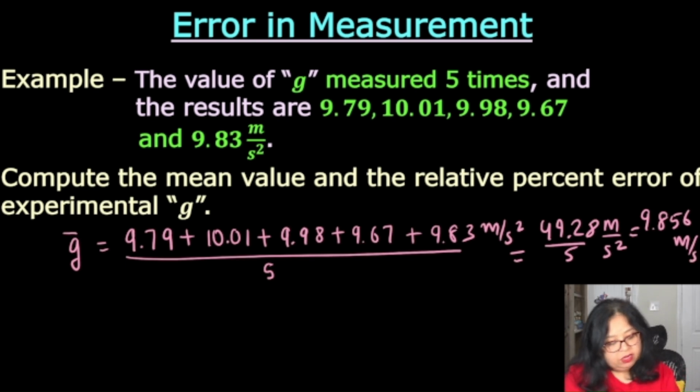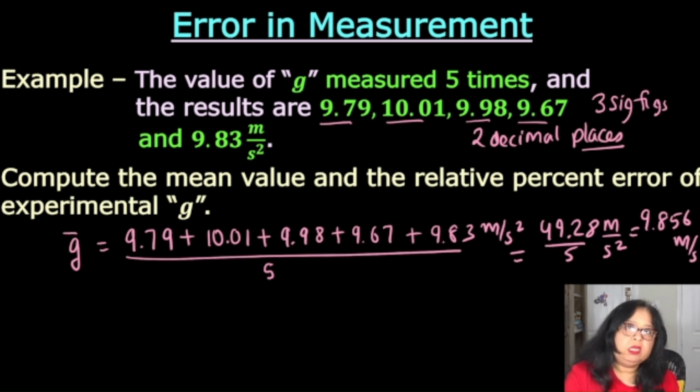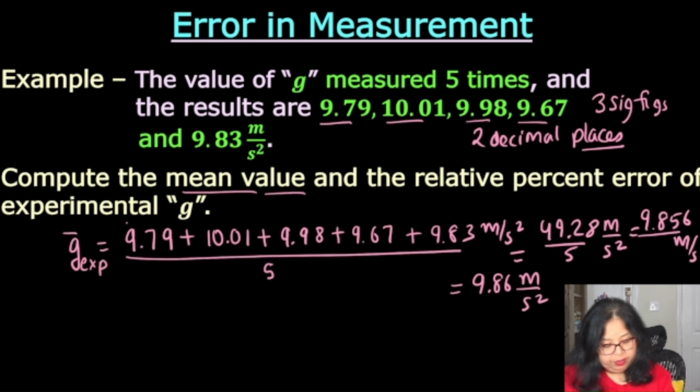Now look at each of these individual values of g. They have 3 sig figs. And not just sig figs, they are to 2 decimal places. So our final answer must also have only 3 sig figs and should be to 2 decimal places. When we round off 9.856, what do we get? Our answer is 9.86 meters per second square. This is the mean value of the experimental g.